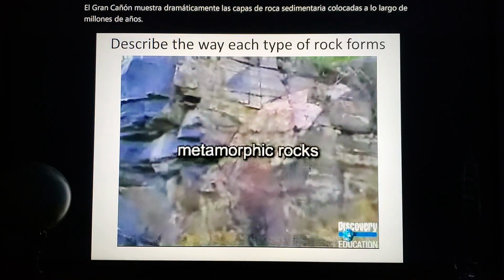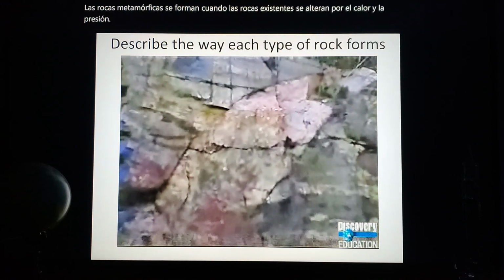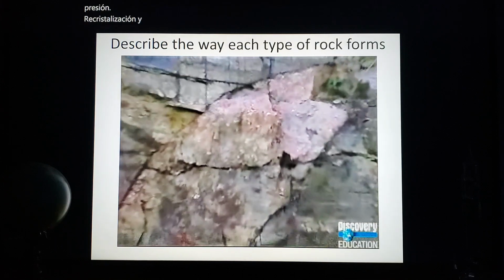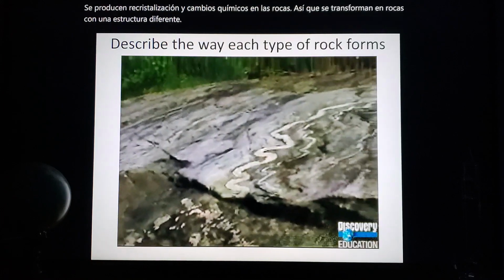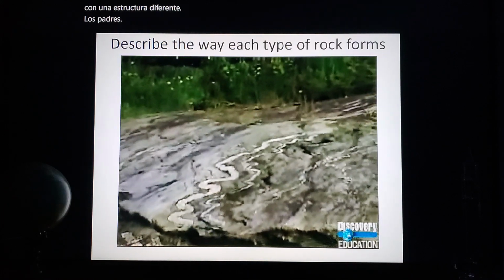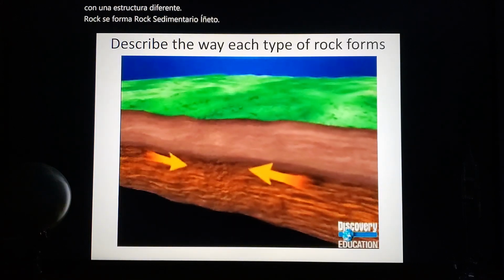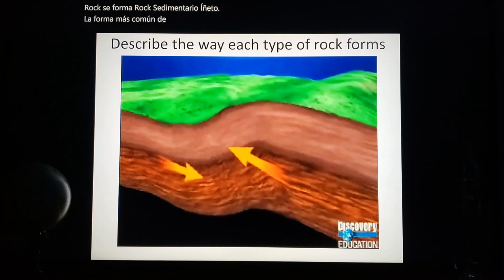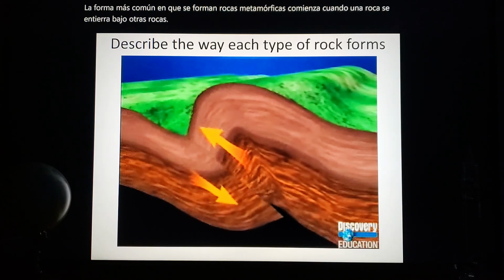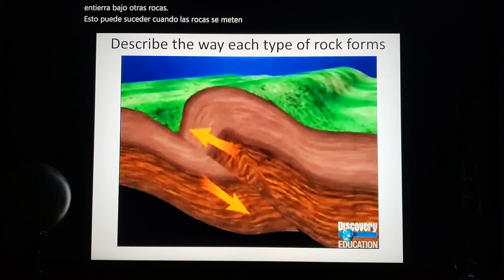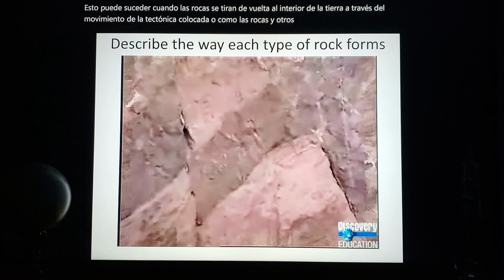Metamorphic rocks are formed when existing rocks are altered by heat and pressure. Recrystallization and chemical changes in the rocks occur, so they are transformed into rocks with a different structure. The parent rock, from which the metamorphic rock is formed, can be either igneous, sedimentary, or another metamorphic rock. The most common way metamorphic rocks are formed begins when a rock becomes buried under other rocks. This can happen when rocks are pulled back into Earth's interior through the movement of tectonic plates, or as rocks and other materials cover the parent rocks, gradually increasing the heat and pressure.